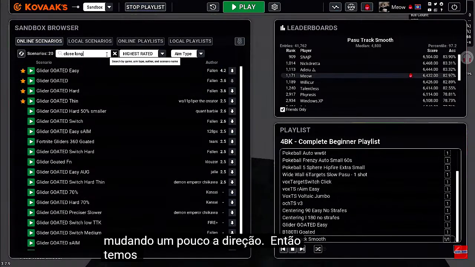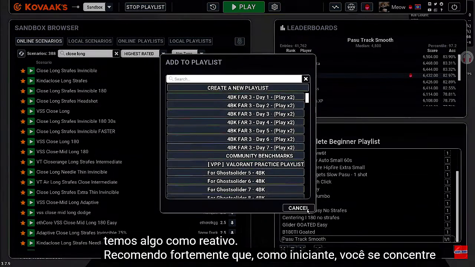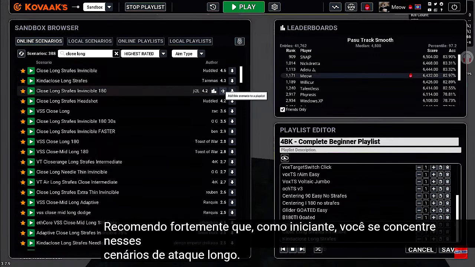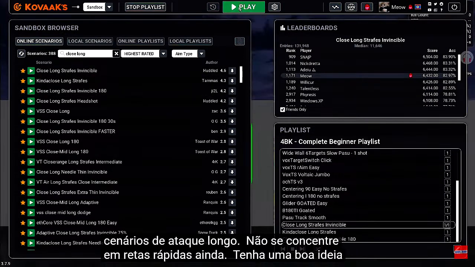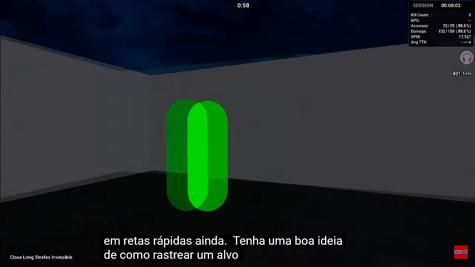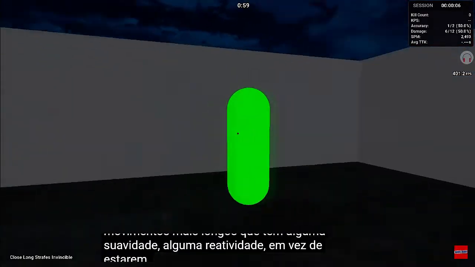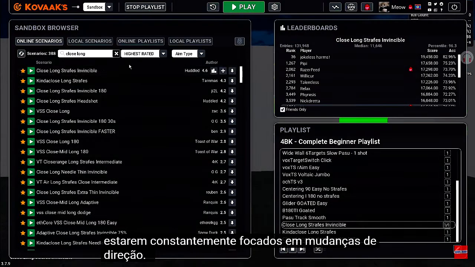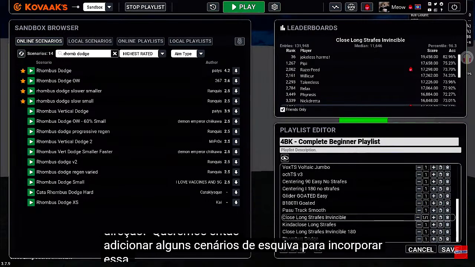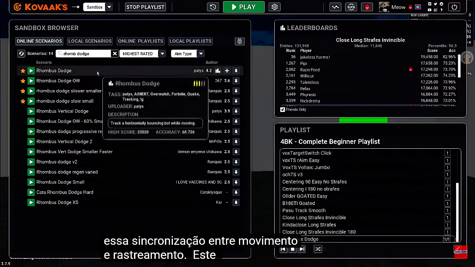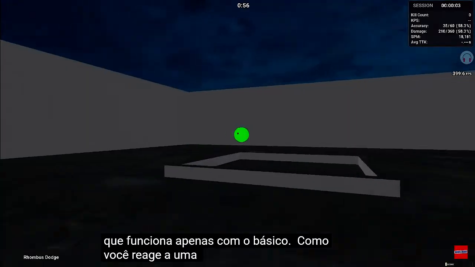Then we have something like reactive. I strongly recommend, as a beginner, you focus on these long strafe scenarios. Don't focus on fast strafes just yet. Get a good idea for, how do I track a target moving these longer strafes that have some smoothness, some reactivity, rather than being overly focused on changes in direction constantly. We then want to add some dodge scenarios to incorporate that synchronization between movement and tracking. This is a really good scenario that just works the basic. How do you react to a change in movement?